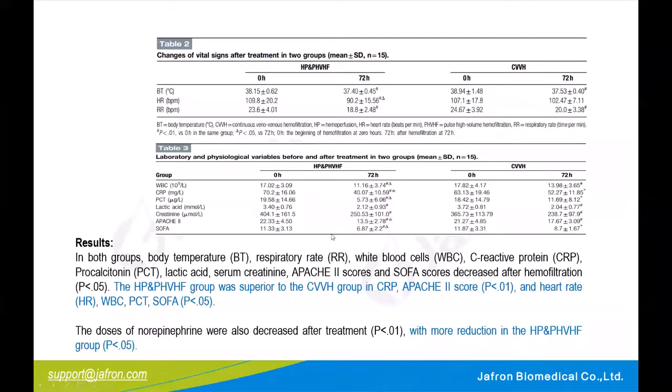And this happens in the data such as the heart rate, the white blood cells, the PCT, and so forth for sepsis. And also for the hemodynamics, there was more reduction in the hemoperfusion plus post-high volume hemofiltration group compared with the CVVH group, with significant difference.